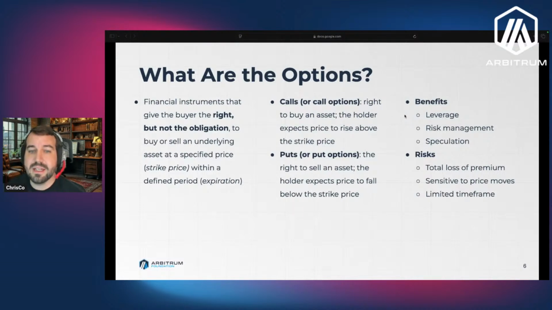Calls are the right to buy an asset. The holder of a call option expects the price to rise above the strike price. So that is to say that if I buy an option and it has a specific strike price, I'm betting that the asset will rise above that strike price by the expiration date on the option contract. And with the put, it's sort of the opposite, but it's the right to sell an asset at a specific price. With put options, you're expecting the price of the asset to fall below a specific price.